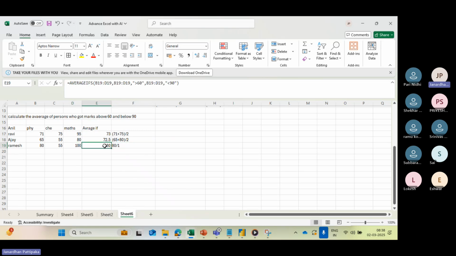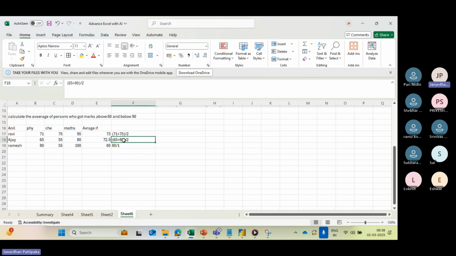So this is how you can see it. You need to understand, even if you are getting the value perfectly, you need to see at the back end how the process is going on. Then you will be able to understand what is the exact difference, because they ask in the interview: what is the difference between AVERAGE and AVERAGEIF?